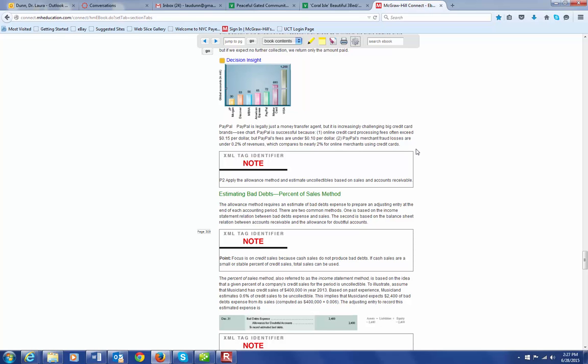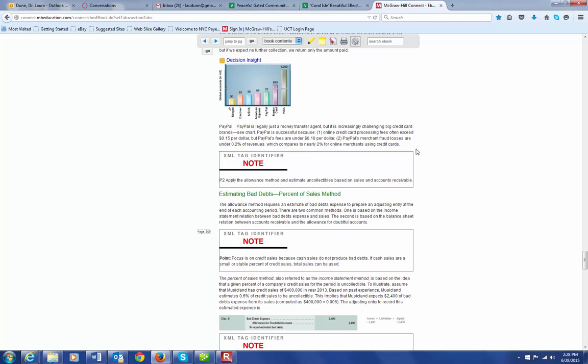So one's based on the income statement relationship between bad debt expense and sales, and the other is based on the balance sheet relationship between accounts receivable and the allowance for doubtful accounts. Percent of sales method is referred to as the income statement method, and it's just based on the idea that a given percent of a company's credit sales will be uncollectible.